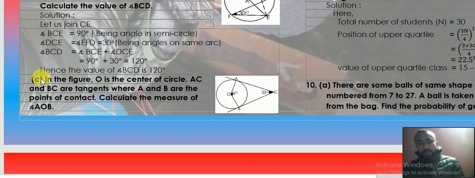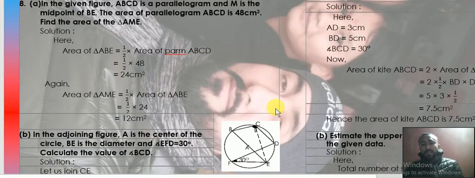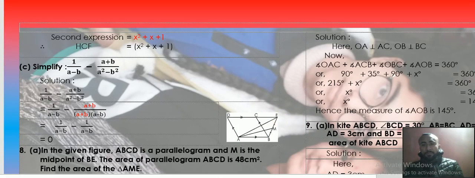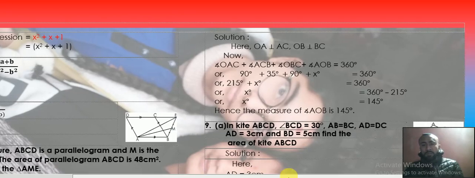And regarding question number 8c, the key point is you shall always search for the center and point of contact. You can see here there are 2 points of contact. So here OA is perpendicular to AC and OB is perpendicular to BC, because a line through the center of the circle to the point of contact is perpendicular to the tangent. So this is the key point that you should keep in your mind.